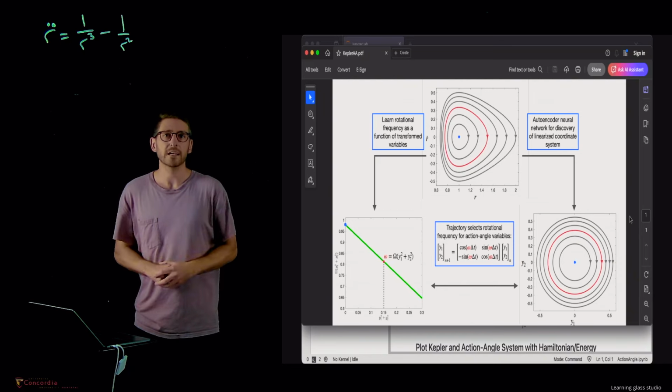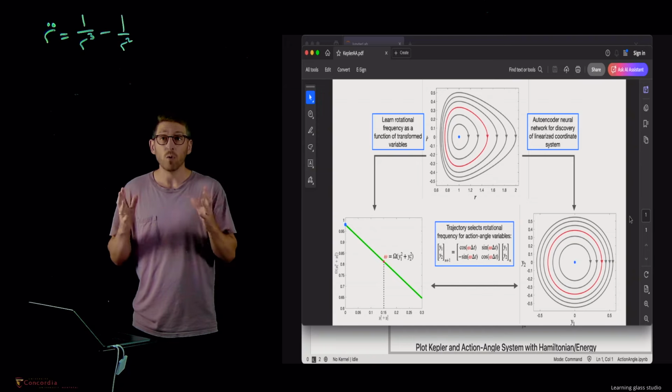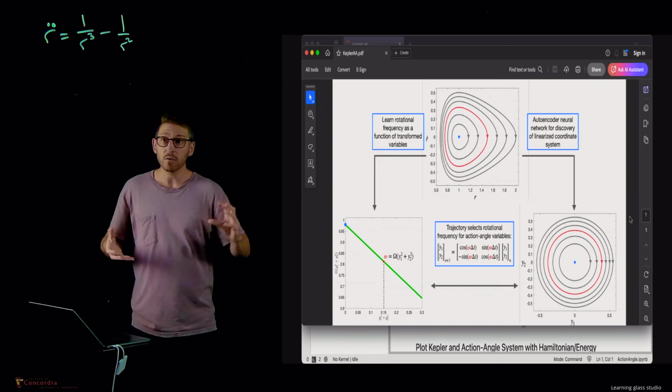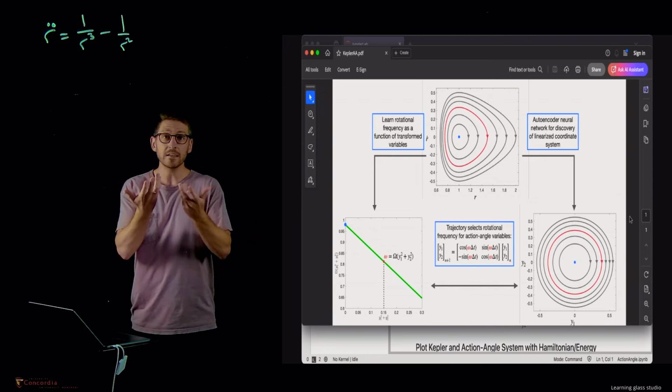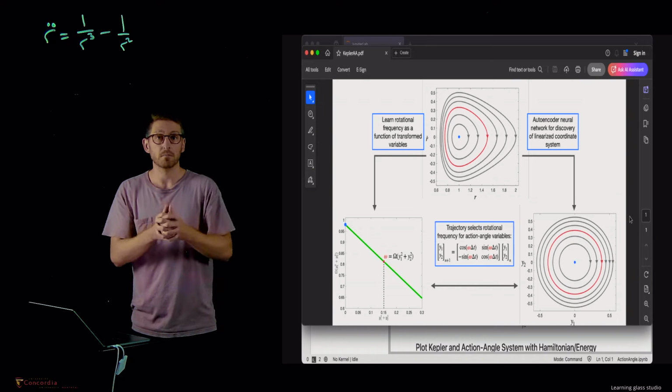When we come back in the next video, we are going to talk about the last lecture in this whole series where we take autoencoders, we take SINDy, and we put them together in order to find optimal reduced order models from data.